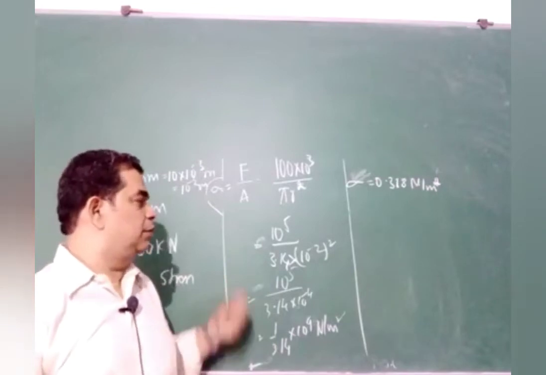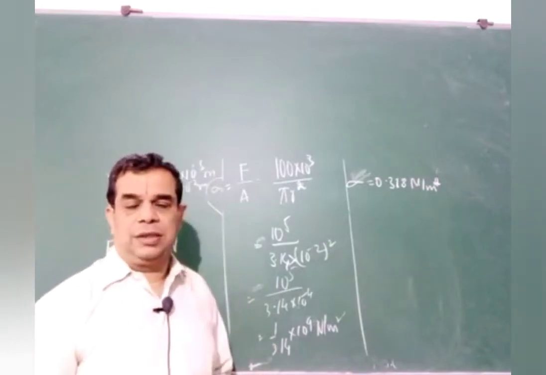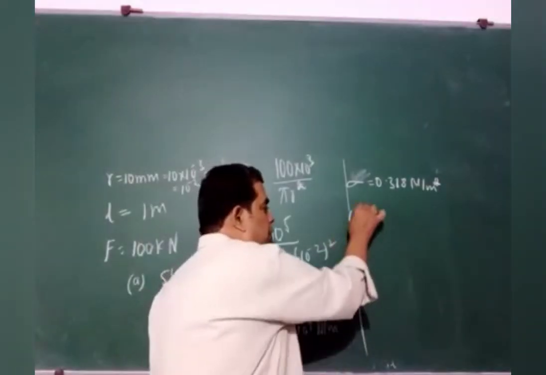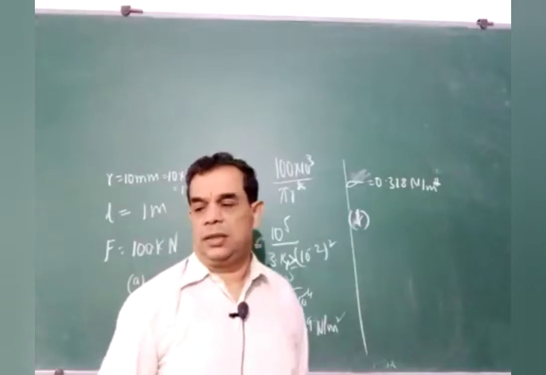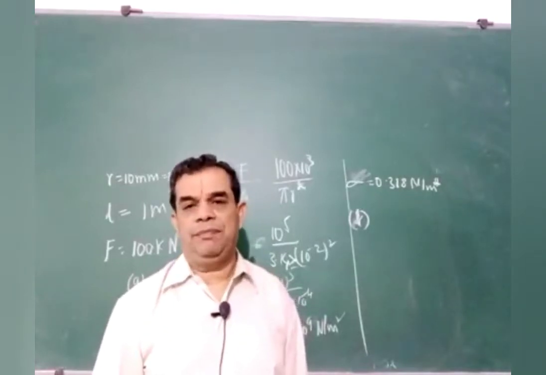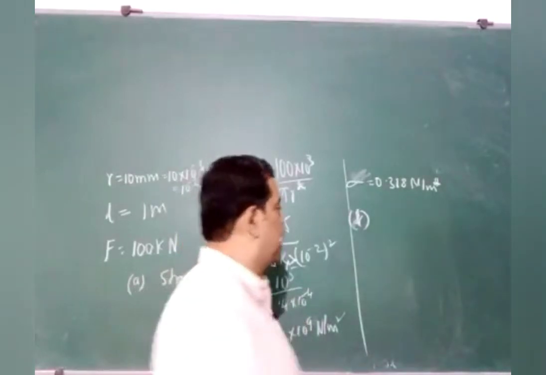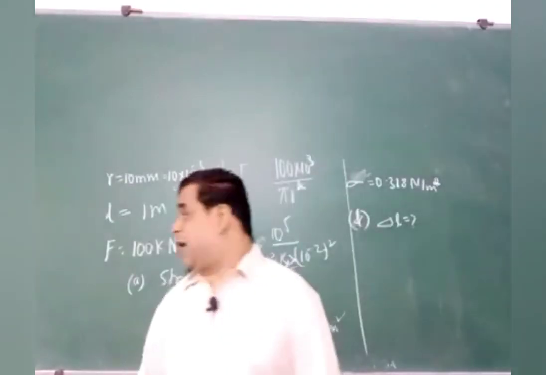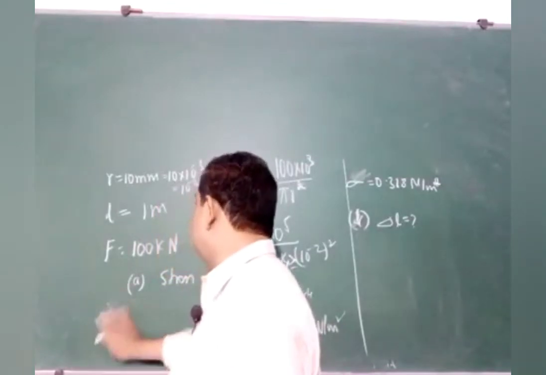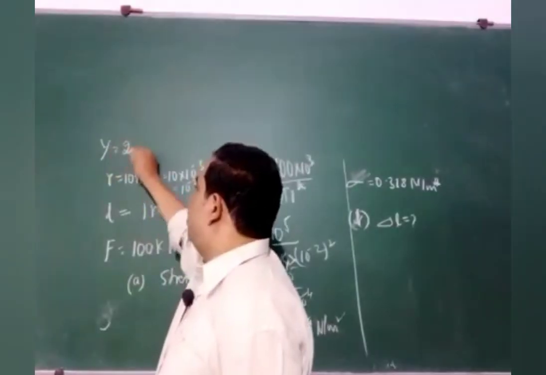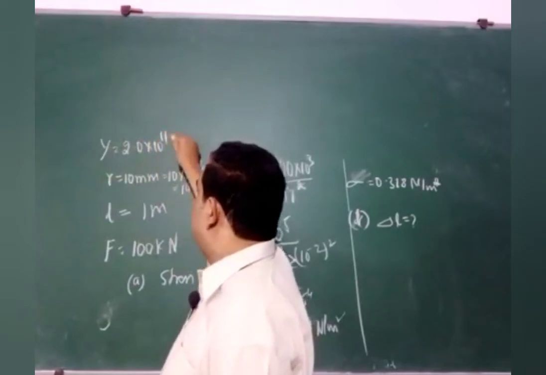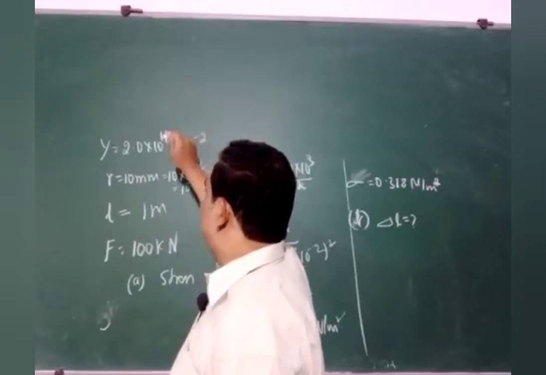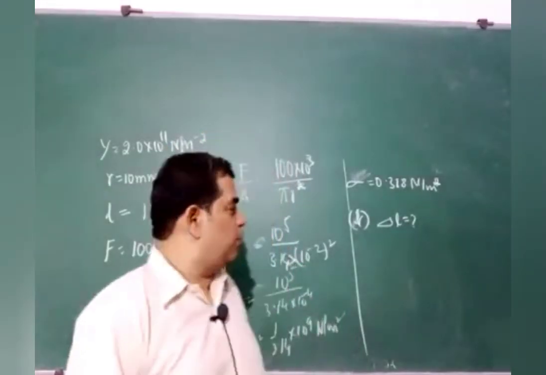So we got this answer. Now, once you know these things, what is the second one asked? Part B, elongation. Delta L is asked. How do we calculate delta L? For that we have been given Y also. Y for the structural steel, 2.0 into 10 raised to 11 Newton per meter square, is given.